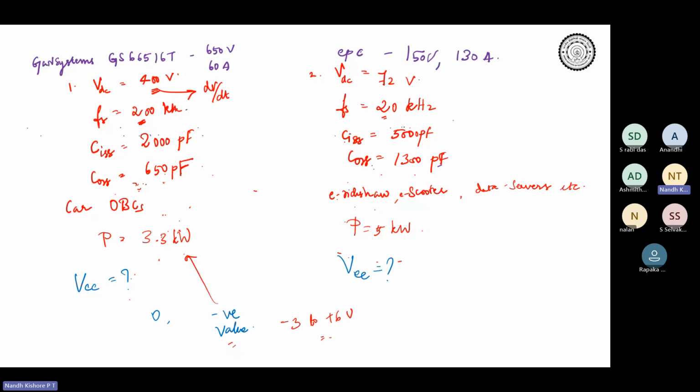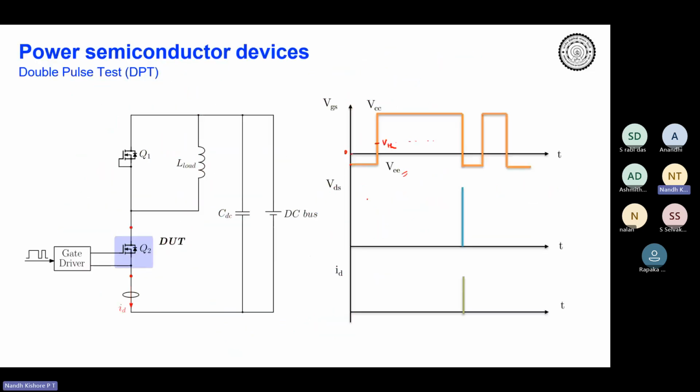Okay, fine. So we will go back to the double pulse test scenario, and we were over here. We have two pulses, a longer pulse and then a shorter pulse. So what do you expect over here? When the device turns on, when Q2 turns on, then what would happen?